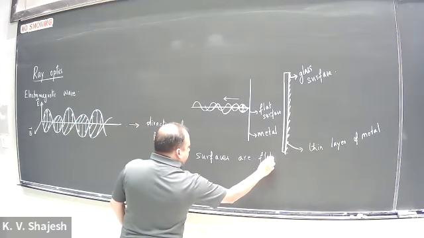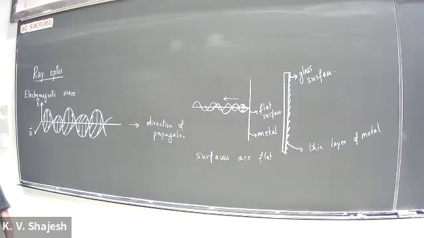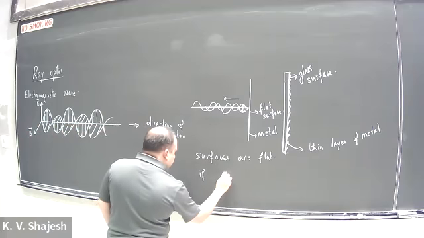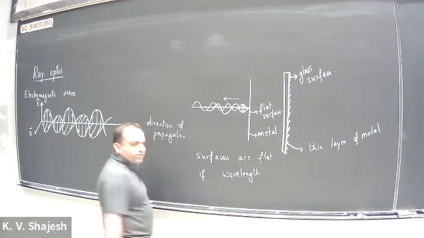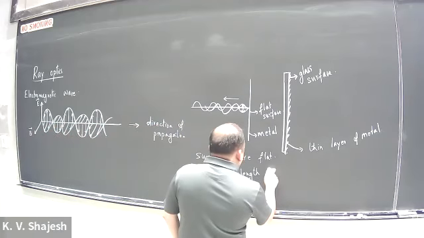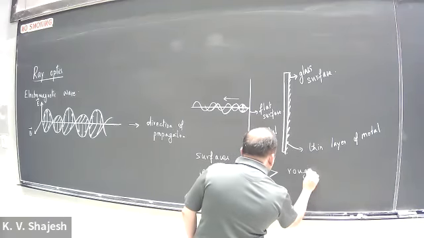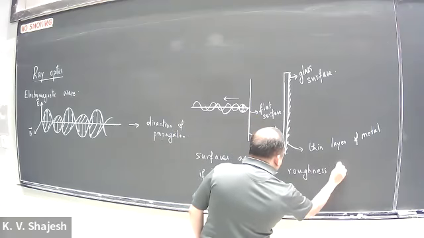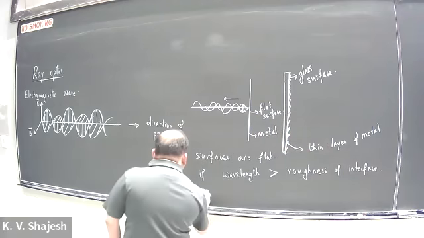And then you say, what do you mean by flat when eventually everything is made up of atoms? Perfectly flat materials are not available. So what is the definition of flatness here? The electromagnetic wave we are talking about has a wavelength all the way from 0 to infinity. If the wavelength is larger than the roughness of the interface, then it is called a flat surface.